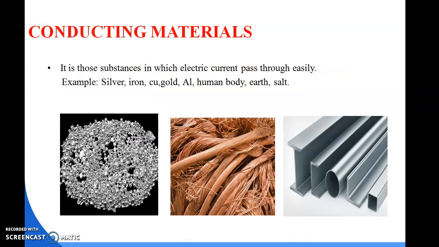So conducting materials are those in which electric current can pass through easily. Examples: silver, iron, copper, gold, aluminum, human body, and earth salt. These are the different types of conducting material, where current can pass through easily. See here, a copper wire is there, another is silver. These are the conducting materials.